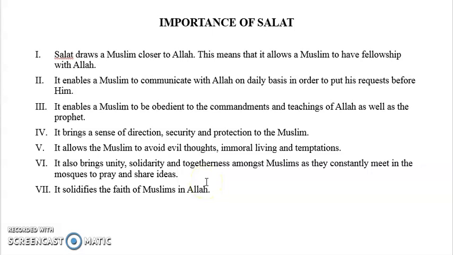The last point, it solidifies the faith of a Muslim in Allah. So I believe that if you meet such a question anywhere, you'll be able to use the points that we have here to answer the question. It is not difficult. It's just the same as the importance of prayer. So, importance of salat.